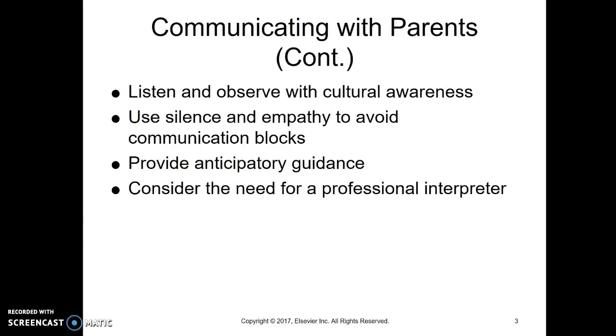So listen and observe and consider cultural differences. Remember to use silence and empathy. Some cultures, that's much more important than in our culture, those moments of silence. Provide anticipatory guidance. So let them know what to expect next. If we're talking about growth and development, what are the safety things they should be thinking of that will be the next skills their child will be learning?